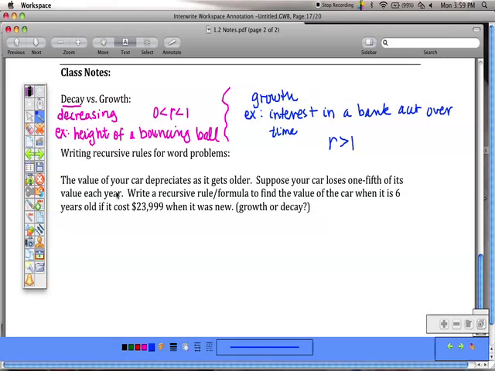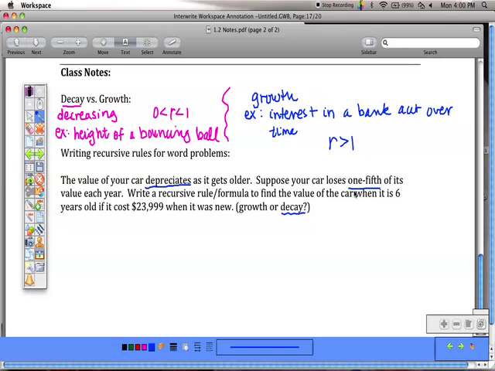Let's start with this first problem. The value of your car depreciates or gets smaller as it gets older. Suppose your car loses 1/5 of its value each year. Write a recursive rule or formula to find the value of the car when it is 6 years old if it cost $23,999 when it was new. So first of all, is this growth or decay? So for most cars it's decay, it's going down, depreciates.